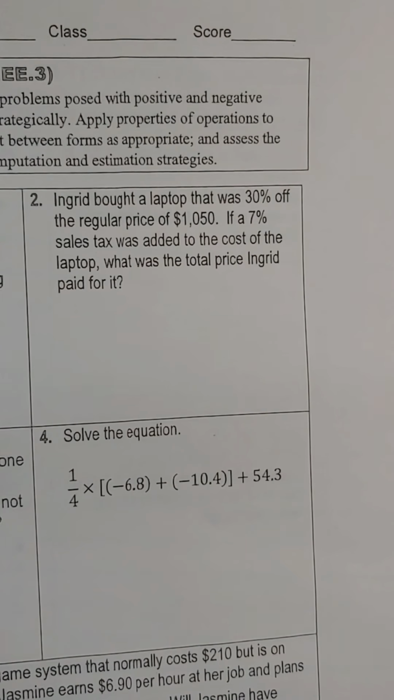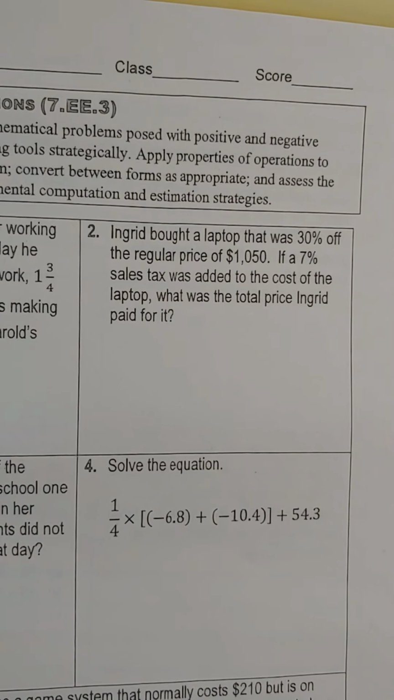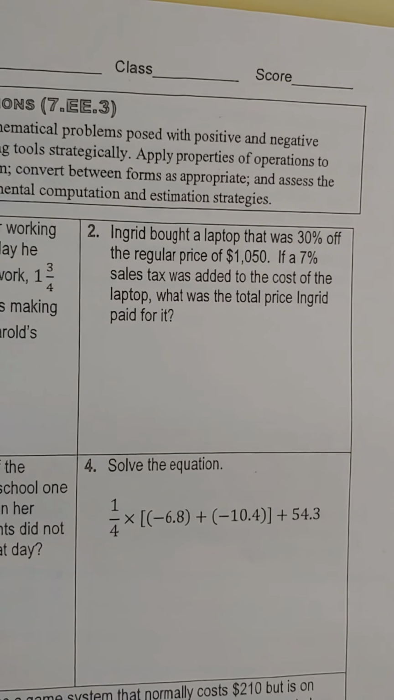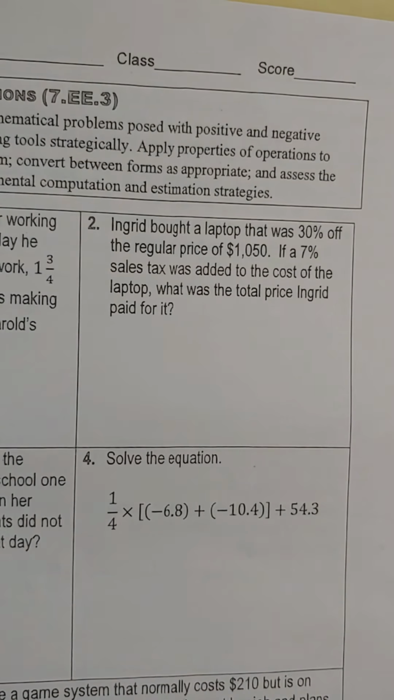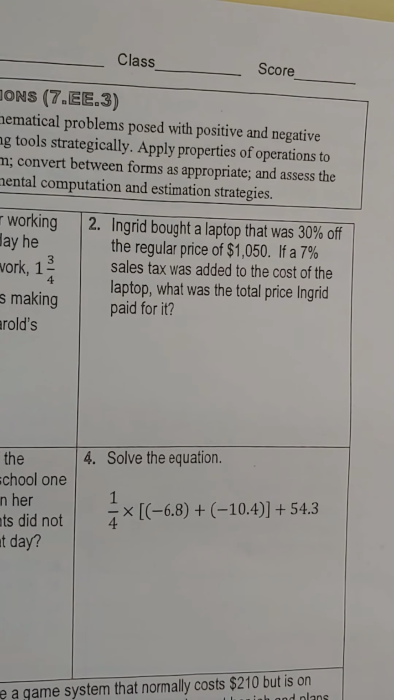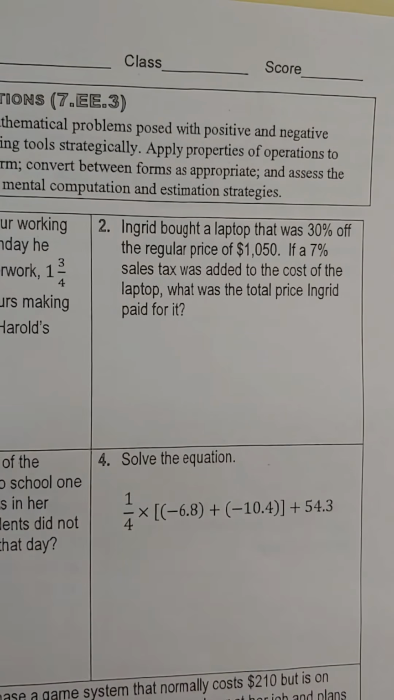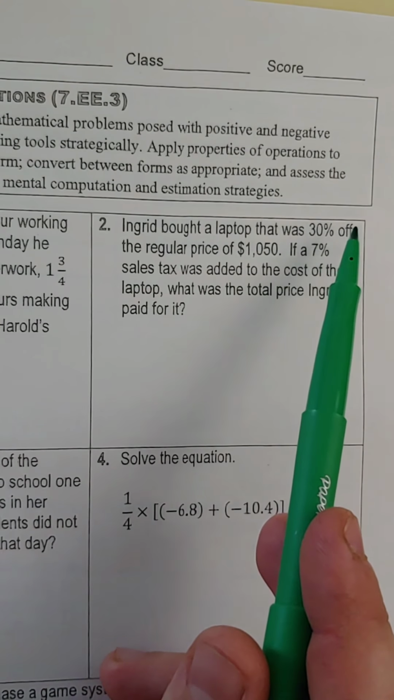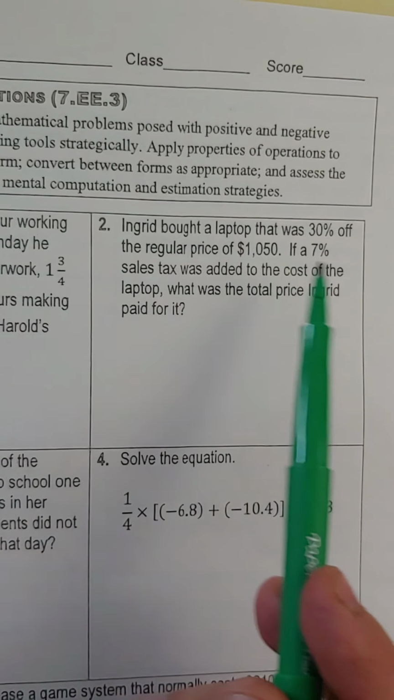But today's lesson for the activator, we're going to talk about this problem right here. I told y'all to look at it and go ahead and answer it. Ingrid bought a laptop that was 30% off the regular price of $1,050. If a 7% sales tax was added to the cost of the laptop, what was the total price Ingrid paid for it? So, first thing we need to do with this problem, this is actually going to be a two-step problem. We need to find out how much she paid for a laptop before tax.